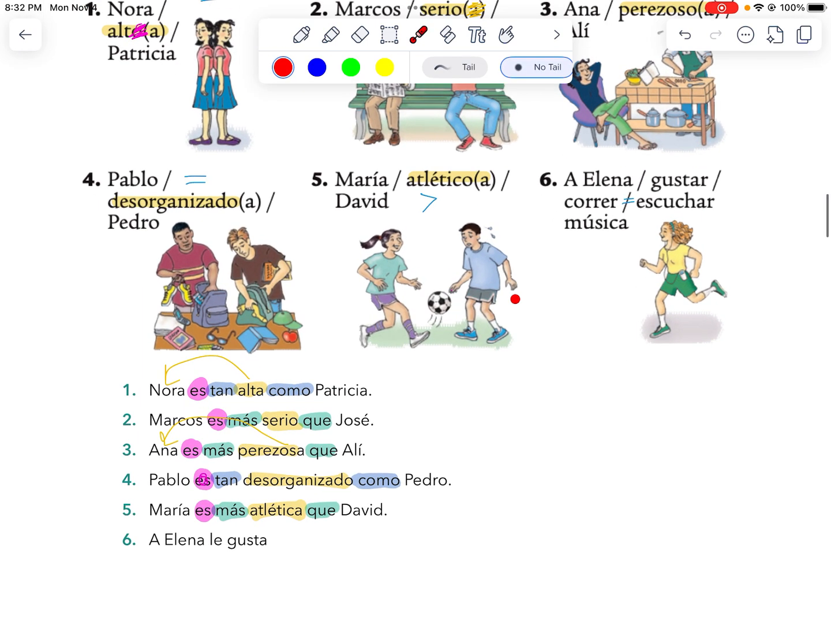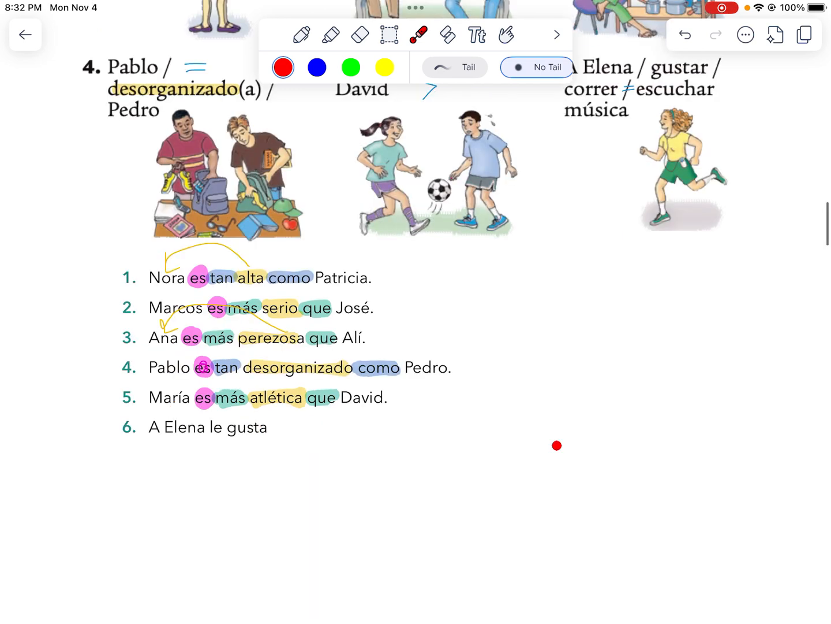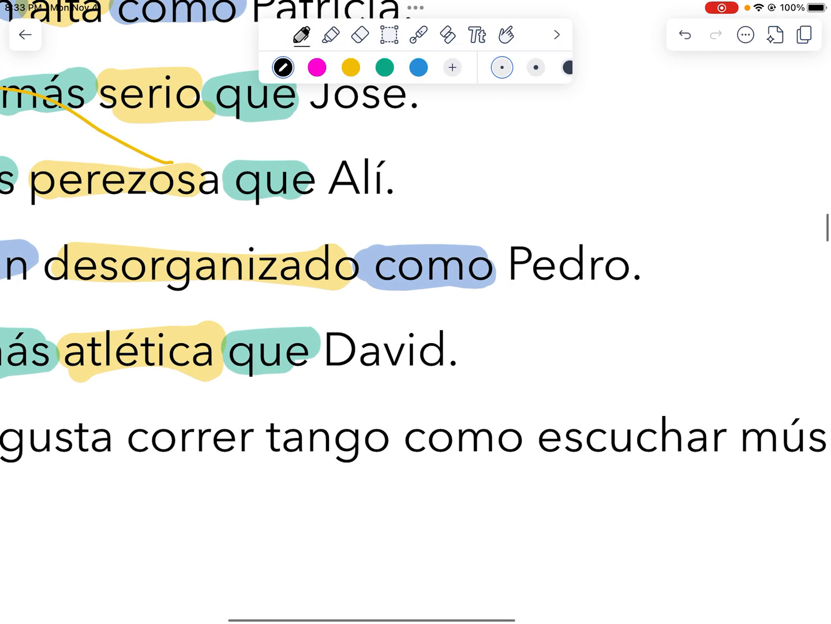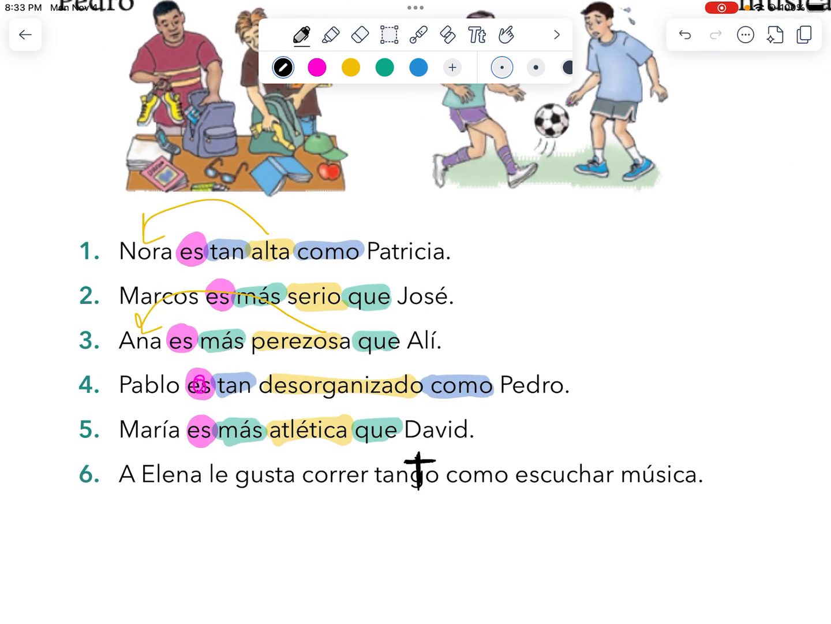And then finally, Elena likes to run just as much as listening to music. A Elena le gusta, oh, I found a typo, my friends. Le gusta correr, this should be tanto como. Oh well, tanto como escuchar música. So we've got our comparison. It's the same, tanto como escuchar música. Now, correr and escuchar música, there's no adjective to describe them. That's why it gives tanto como instead of just tan como. If there were an adjective, then we would stick to the tan como.